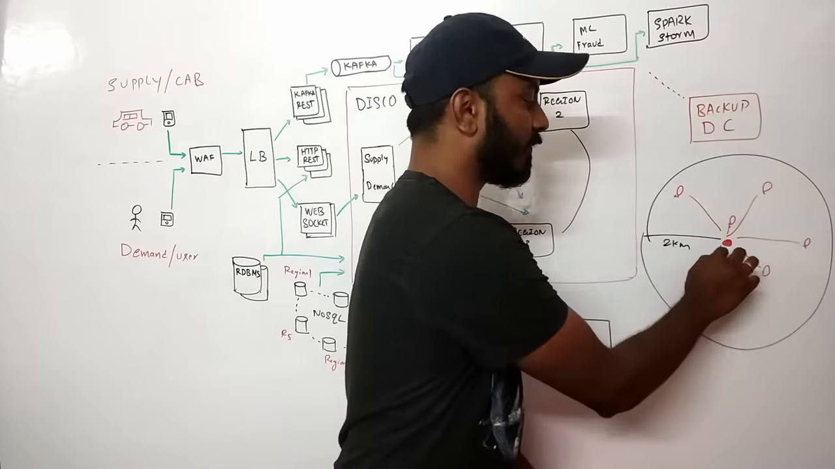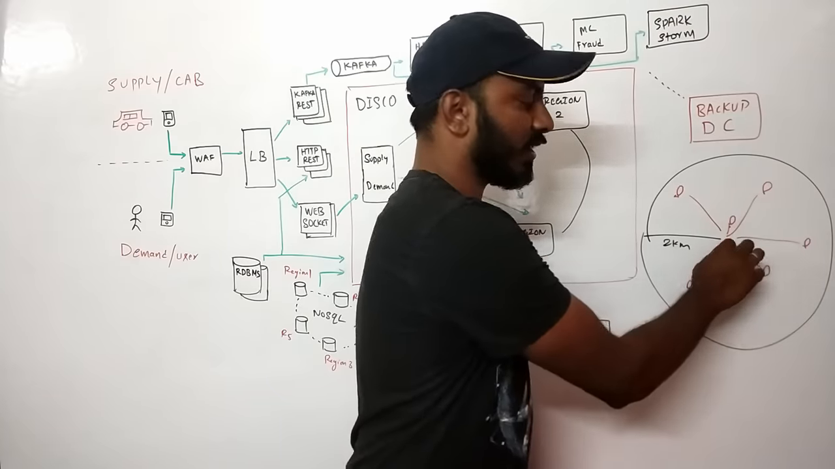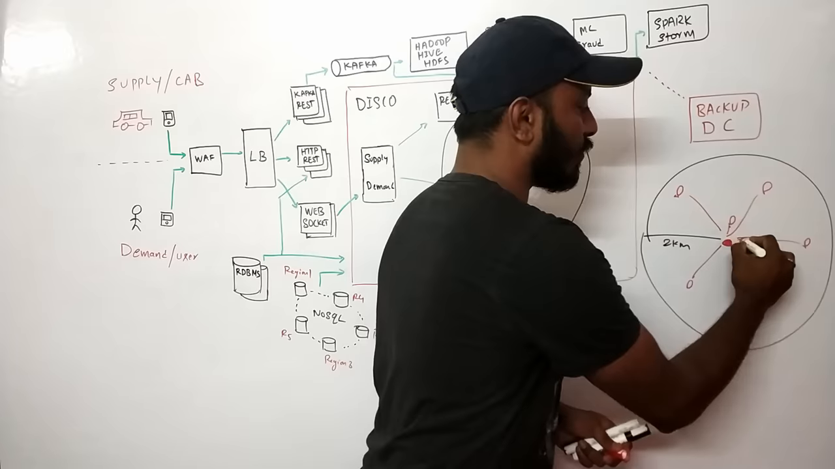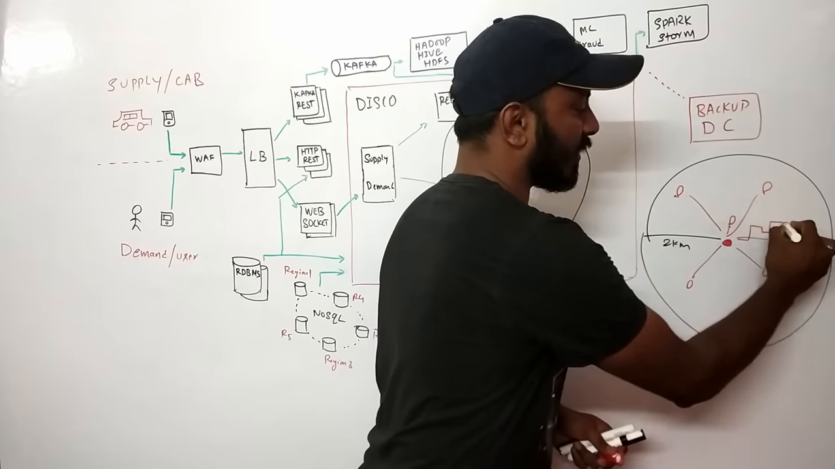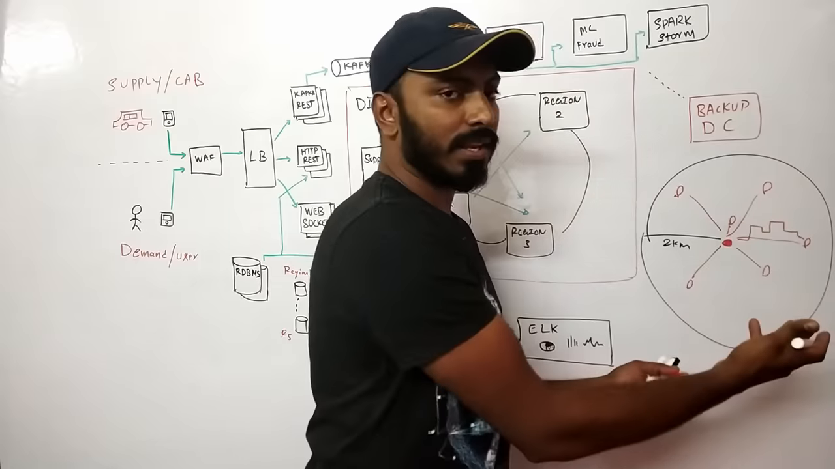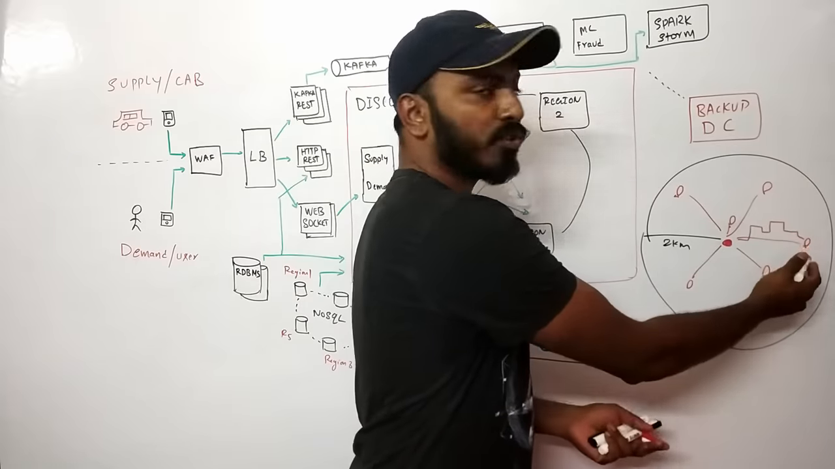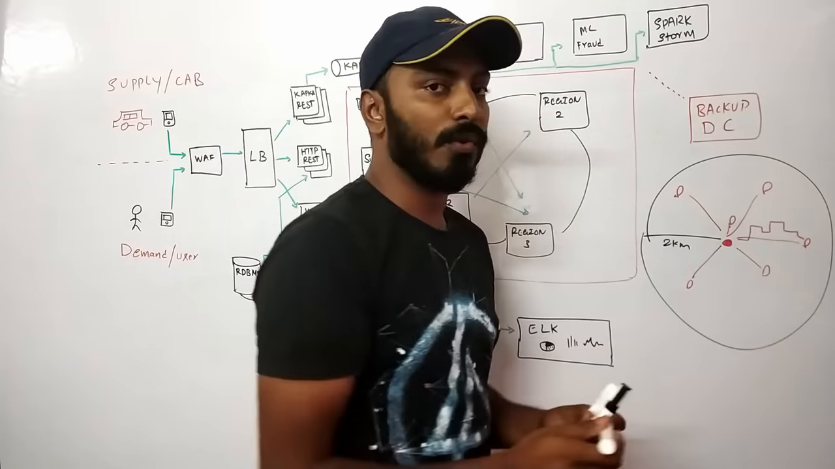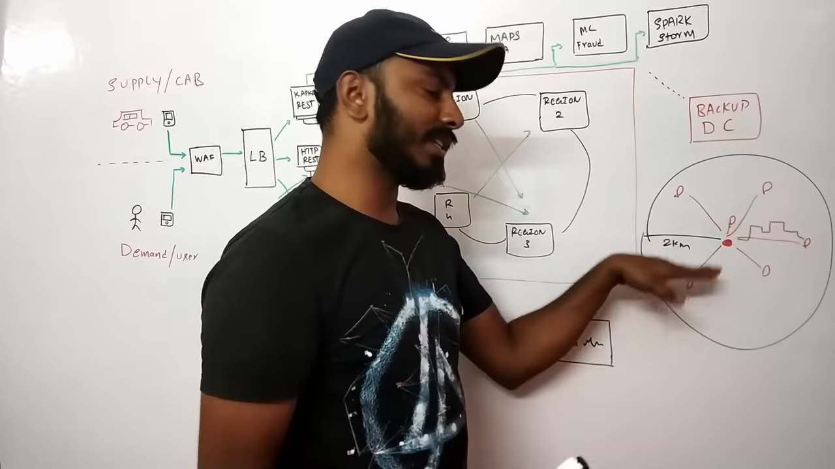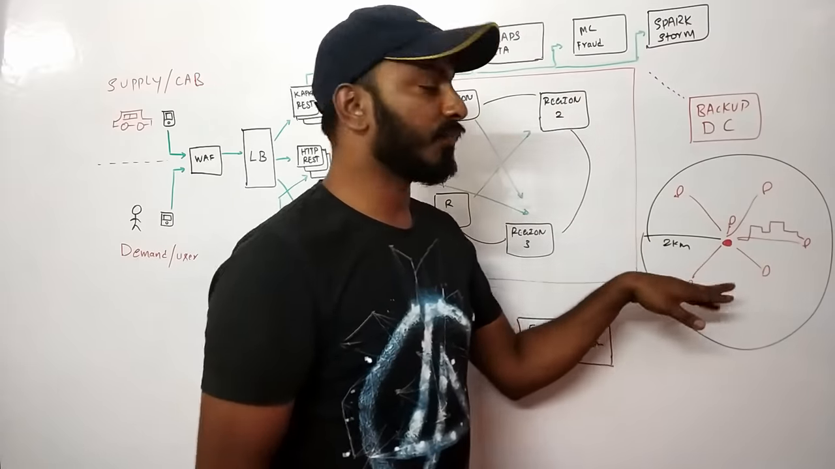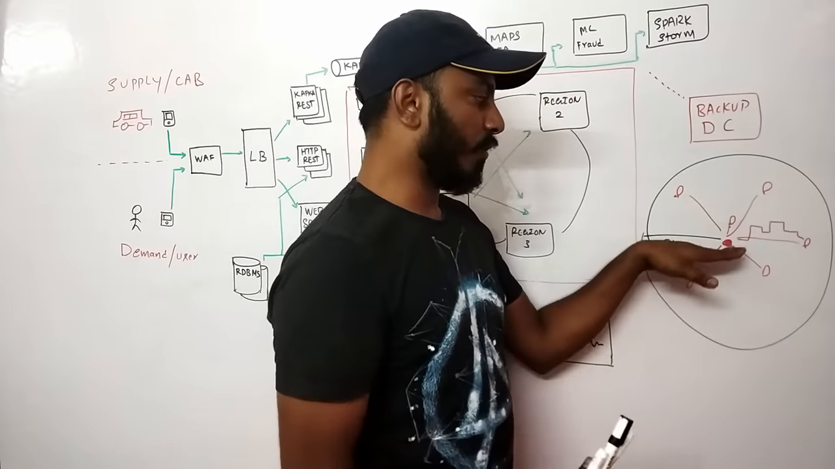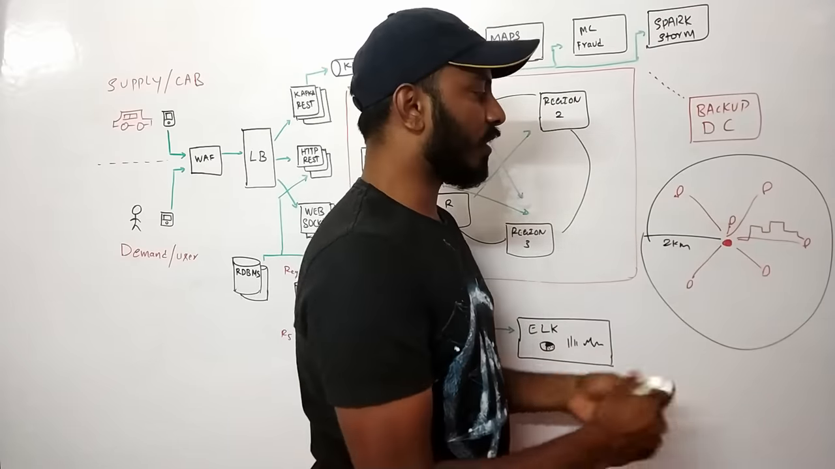Because you can't just drive the cab from here to here directly, but instead you have to go through the connected road system like this. Say, if the road is something like this, the cab should be driven using that road. So we have to find the ETA or the distance which is connected by the road. That way we have to filter out all the ETAs.